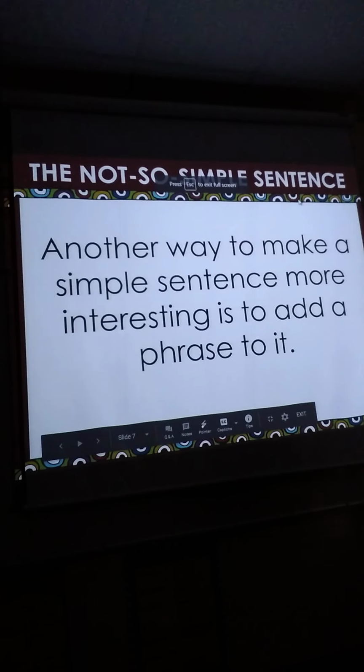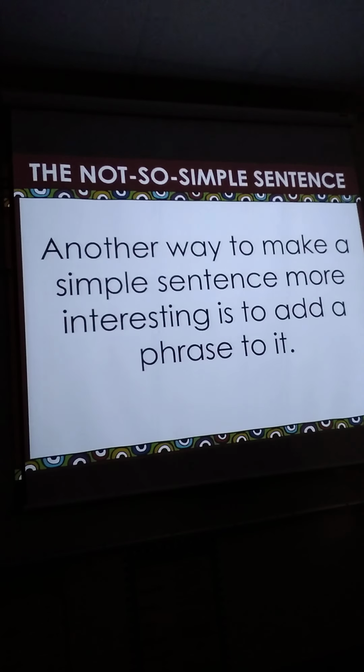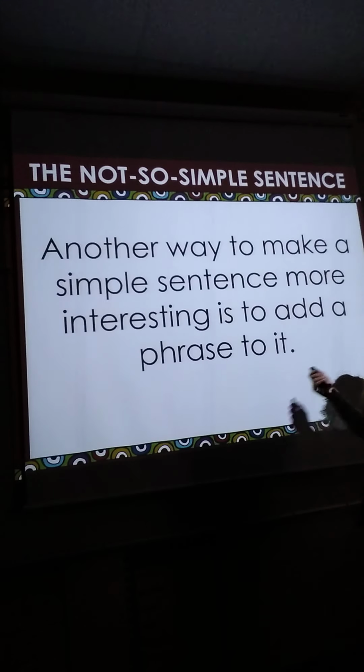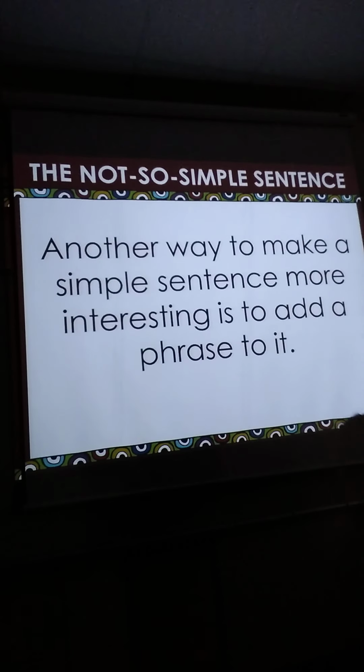Alright, so we've been looking at simple sentences. We're still looking at simple sentences, but another way to make a simple sentence more exciting, more interesting, is simply to add a phrase to it. So we're going to be looking at adding a phrase to a simple sentence. So again, remember your simple sentence. What must your simple sentence have?